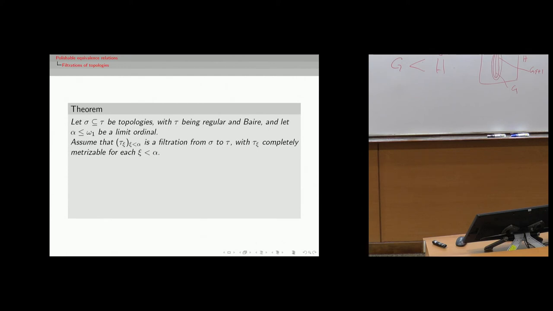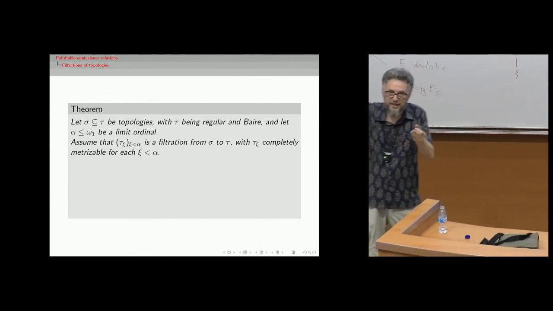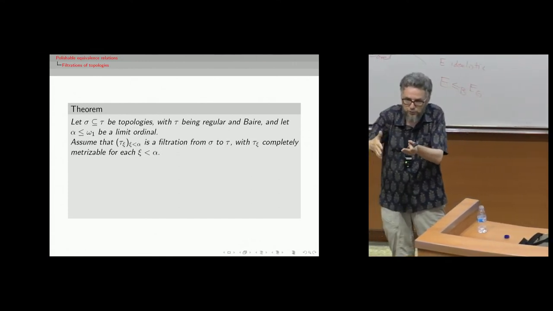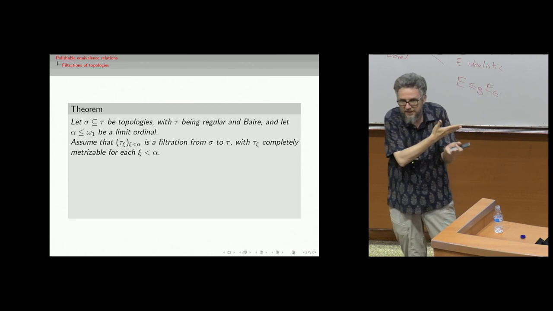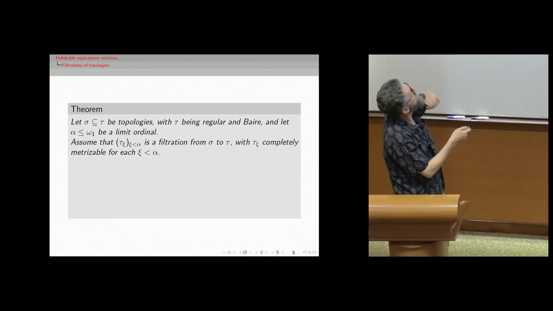So this looks like it has nothing to do with what was going on previously, but if you remember, we had these equivalence relations and topologies, and we wanted them to converge to something in the limit. This is a similar idea, and this is what it used. So let me very quickly just explain this theorem.